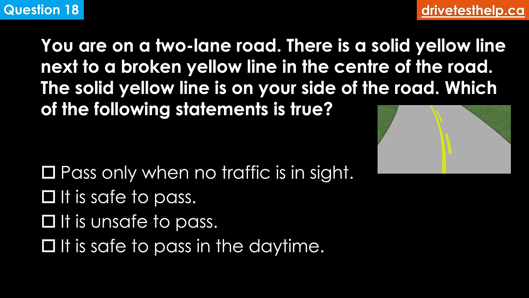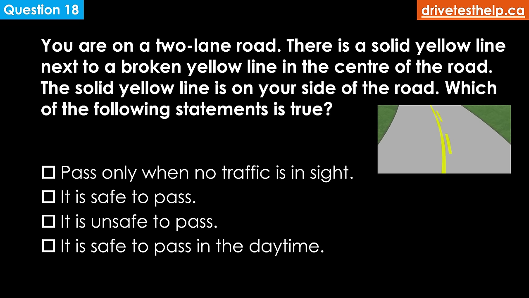You are on a two-lane road. There is a solid yellow line next to a broken yellow line in the center of the road. The solid yellow line is on your side of the road. Which of the following statements is true? Pass only when no traffic is in sight. It is safe to pass. It is unsafe to pass. It is safe to pass in the daytime. The correct answer: it is unsafe to pass.